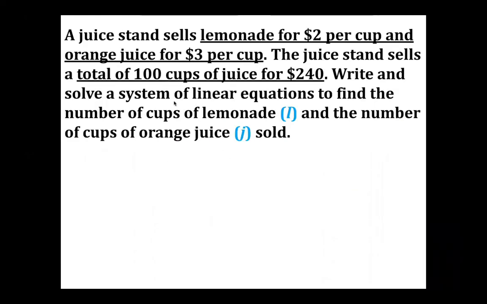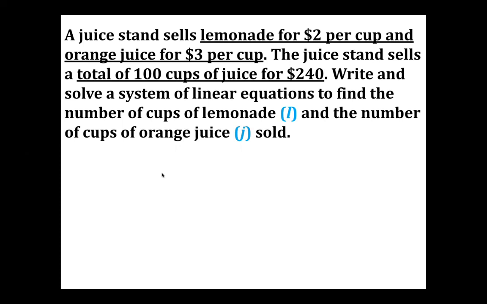Here is one last problem for us to try. It's exactly the same as the previous one, except now we just have a different situation and different numbers to work with. So a juice stand sells lemonade for $2 per cup and orange juice for $3 per cup. The juice stand sells a total of 100 cups of juice for $240. Write and solve a system of linear equations to find the number of cups of lemonade represented by the variable L and the number of cups of orange juice, which is represented by the variable J, sold.